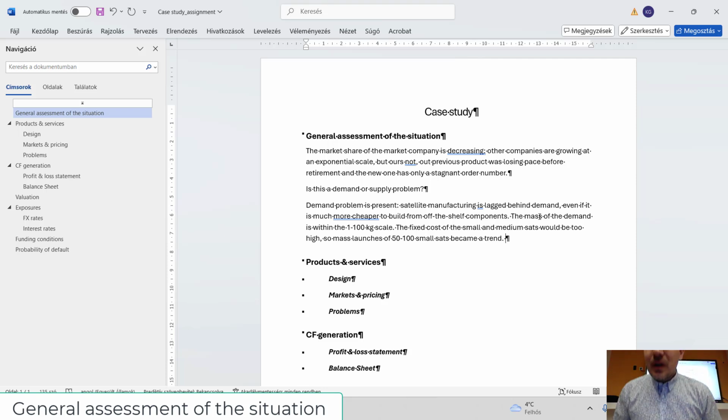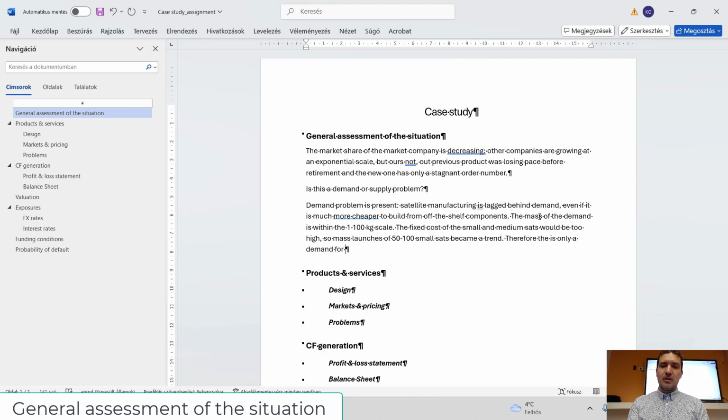So therefore there is only a demand for a launch vehicle that can lift 1 to 10 tonnes.